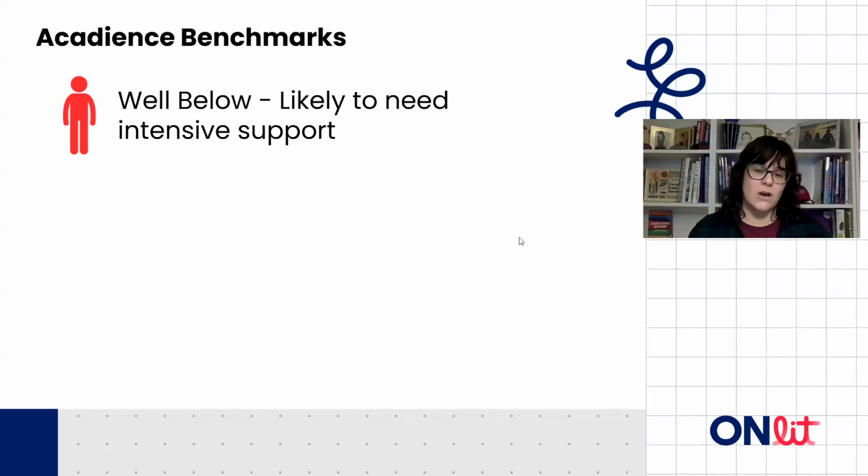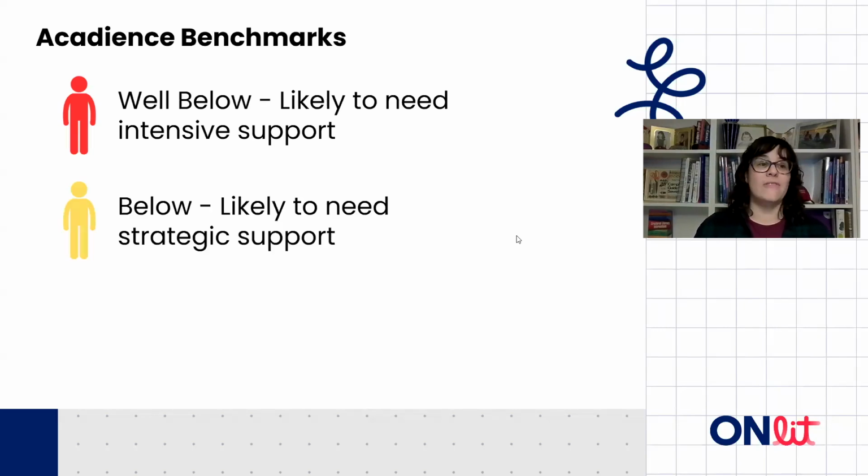So if you had students on your universal screeners who were well below, the important thing to know about that is that they need intensive support. These students are likely going to require intensive support to reach that next benchmark. If they were below, they will need some strategic support. That could be just a little bit of small group time. That could be a tweak to your whole group instruction, but something needs to be done.